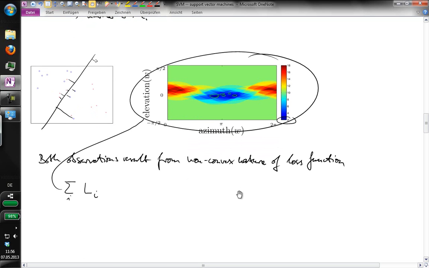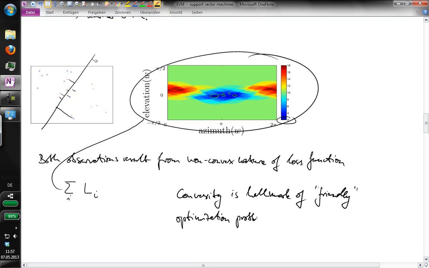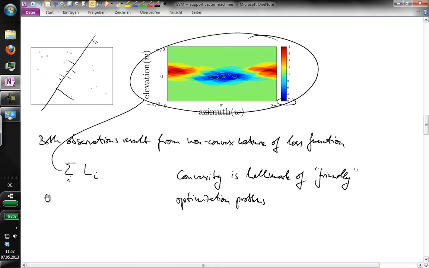Because I'm making this as a general statement. Convexity is the hallmark of, let me call this, friendly optimization problems. So I'm simplifying somewhat, but by and large you can think of it as follows. If your problem is convex, you're going to have polynomial complexity solutions, and if it's non-convex, then you're in the realm of NP hardness where everything is difficult.